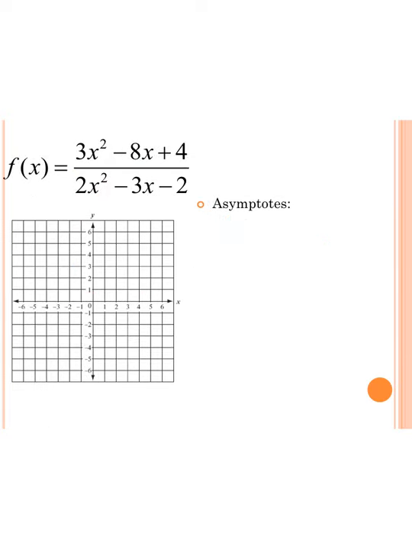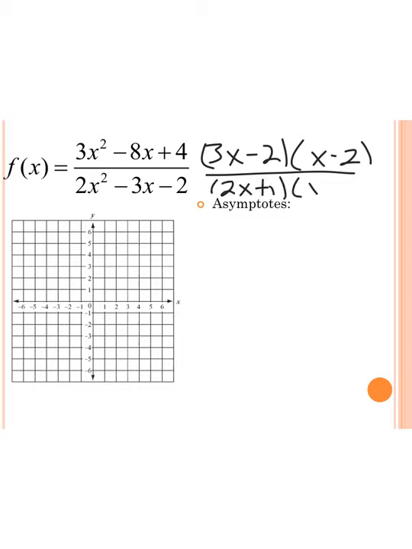All right, next example here, we're going to go ahead and do everything. We're going to find the asymptotes, we're going to find the intercepts, and we're going to go ahead and sketch it. First thing we definitely want to do is go ahead and try and factor this. So for my numerator, I can factor it as 3x minus 2 times x minus 2. For my denominator, we can factor this as 2x plus 1 and x minus 2. And notice that they share a common factor. They both have an x minus 2.